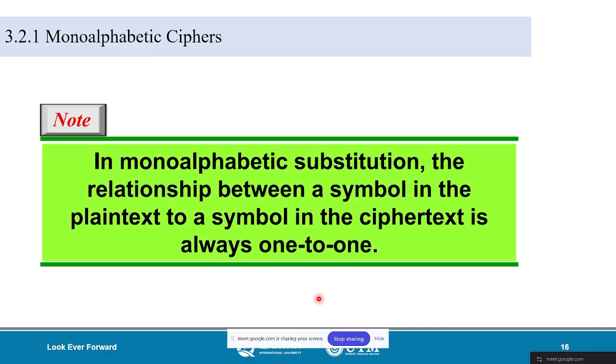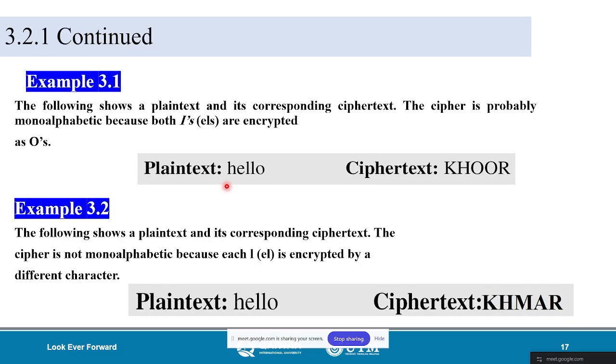We will say mono or poly for easier saying. So mono is this, LL to OO. Non-mono would be where one L is M and the other L is A. Now did you get the point?